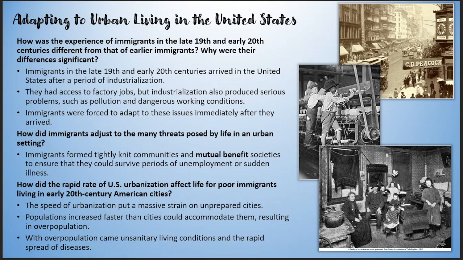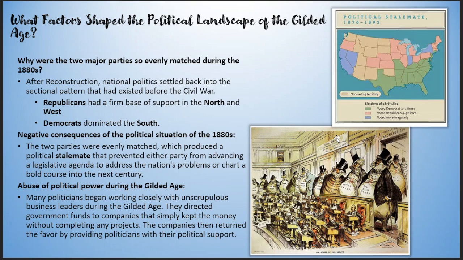And what factors shaped the political landscape of the Gilded Age? So some of those factors: the two major parties, Republicans and Democrats, were very evenly matched during the 1880s because after Reconstruction, national politics settled back into the sectional pattern that existed before the Civil War. So Republicans had a firm base of support in the North and West, and Democrats dominated the South. Some negative consequences of this: because the two parties were evenly matched, there was a political stalemate that prevented either party from advancing a legislative agenda to address the nation's problems or chart a new course into the next century.